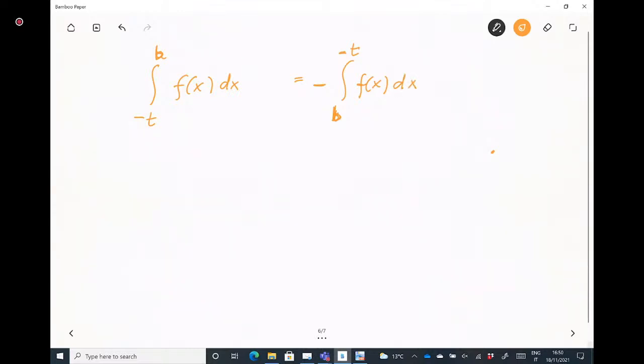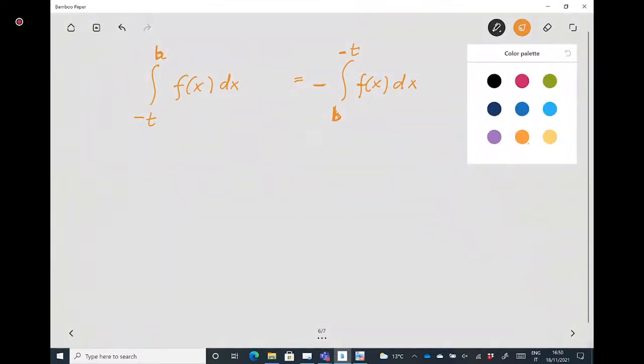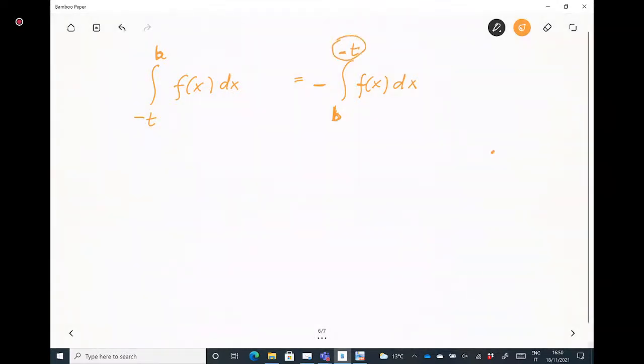So you can exchange the upper and lower limits of integration with one another, and you get an integral which is the negative of the original integral. This is not just t. This is a function of t. It's g of t.